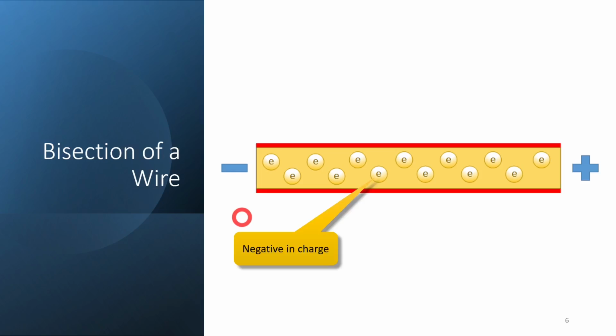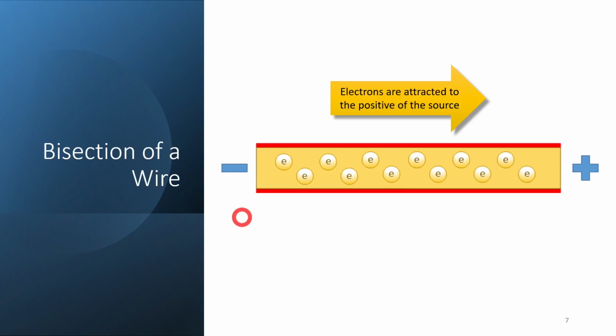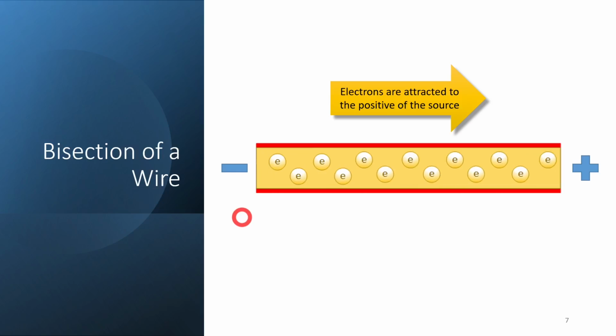We know that our electrons are negative in charge, and because we know that opposites attract from an earlier lesson that we had, our negative electrons are going to be attracted towards the positive side of our source. So these electrons in a completed circuit are going to be moving within the wire, and they're going to be moving from the negative side of the source to the positive side of the source.